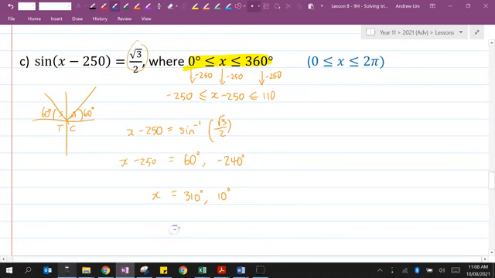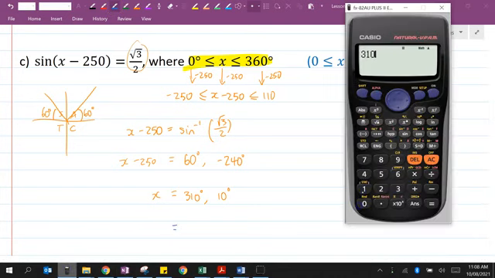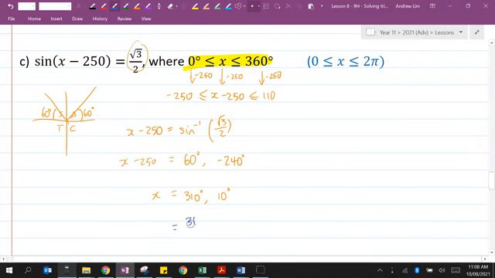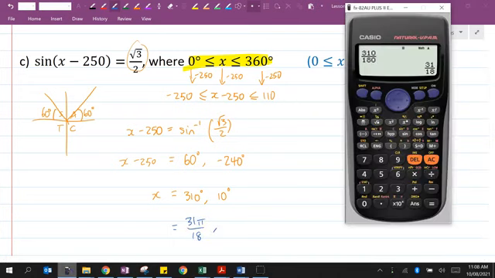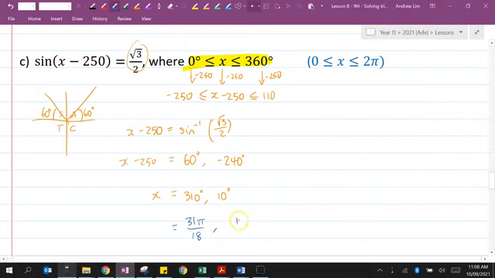Let's convert that to radians. 310 over 180 is 31 pi on 18. And 10 on 180 is pi on 18.